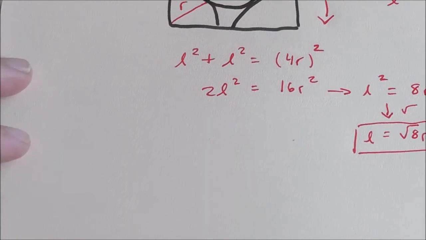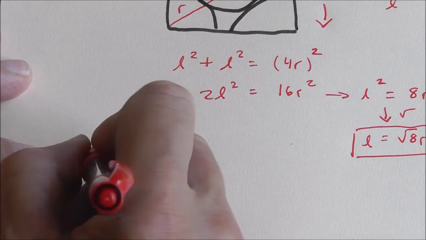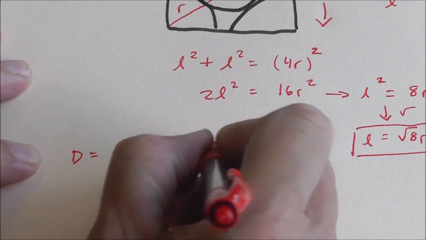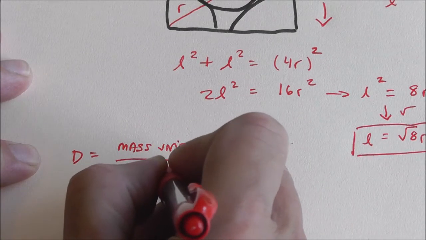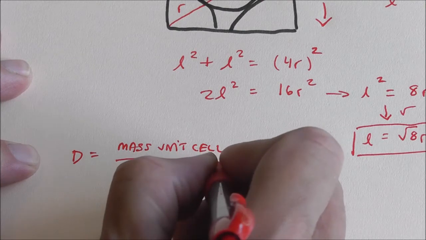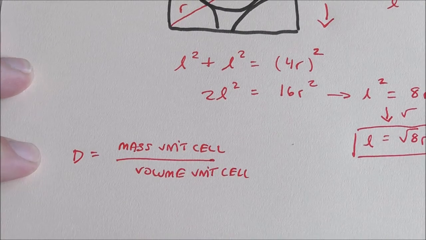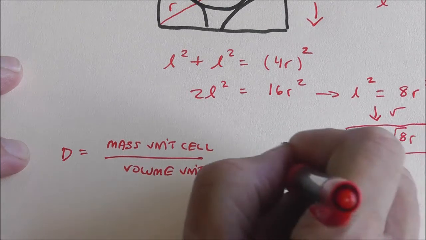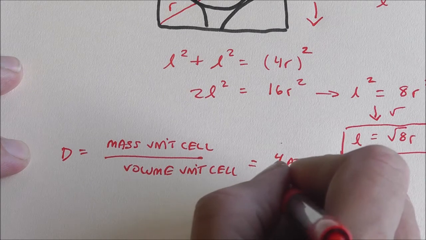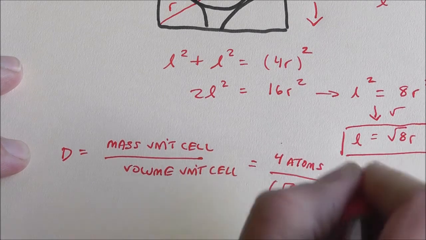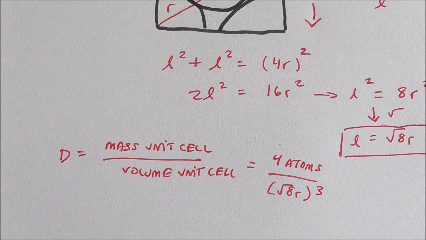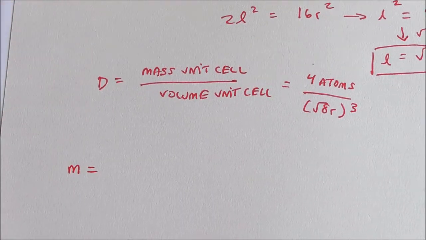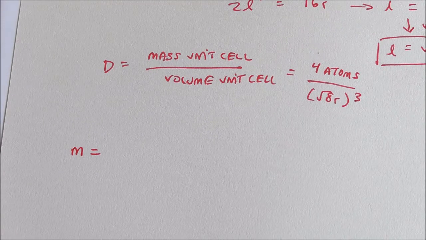So now we're going to go find the mass. Okay, density equals mass of the unit cell over volume of the unit cell. So what we're going to do is find the mass of 4 atoms. The volume is going to be square root of 8 times r, cubed. So let's go work on what I think is the easier part. Lowest hanging fruit is the mass. It always plays out the same for every kind of unit cell problem.